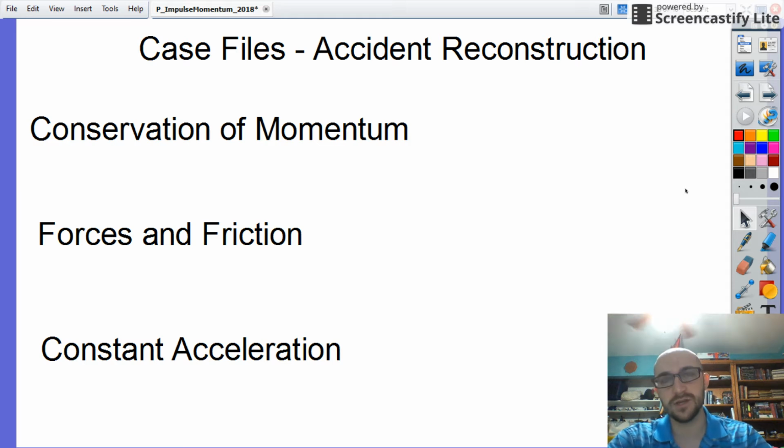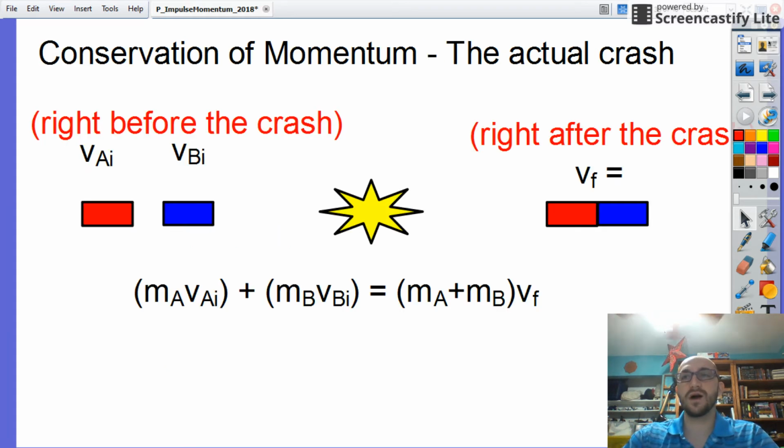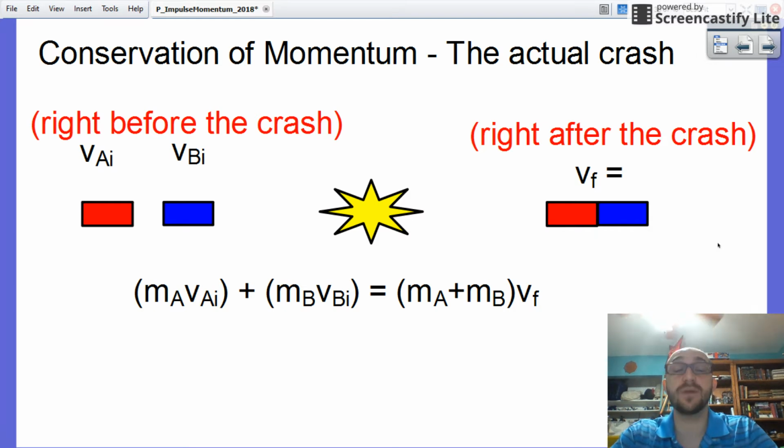There are three things that we're going to talk about for your case file reconstruction: the conservation of momentum, the stuff we just learned about, forces and friction, and constant acceleration. For us, the big focus is going to be on the conservation of momentum, which is the actual crash. You will know 3 of the velocities, but you're only going to start knowing 2 of them. For our first case file, it is an inelastic collision like the picture here. You will know, for instance, the final velocity and the initial velocity of B, and you're going to need to figure out the initial velocity of A.